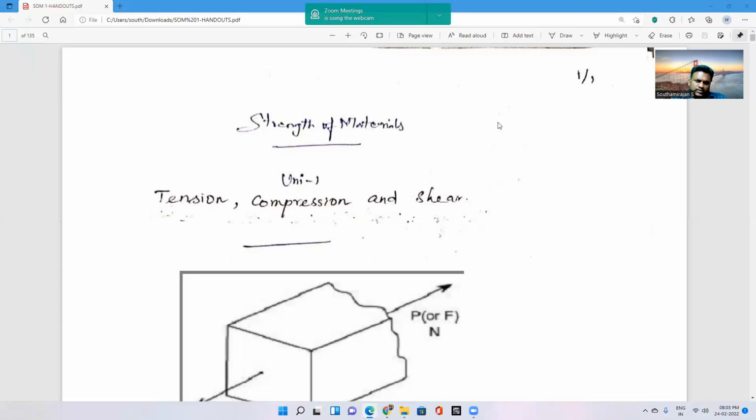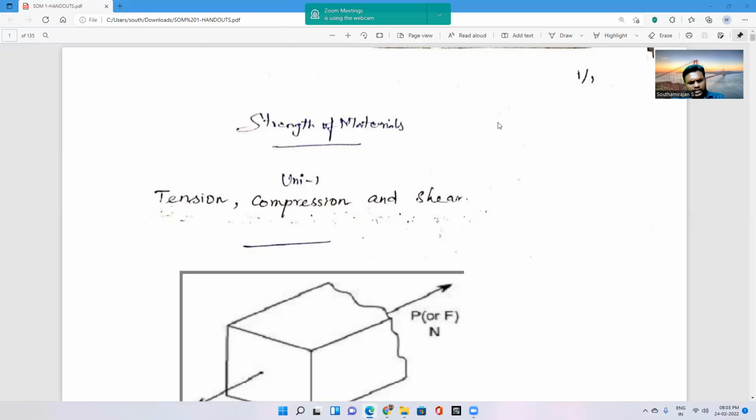In that subject, we will go through unit 1, which comprises tension, compression, and shear. It will be a basic introduction to the strength of materials. In this unit, we will go through how to apply the tensile load, how to apply the compressive load, and how to apply the shear load on your object. By applying the load on the object, what inference are we going to obtain?